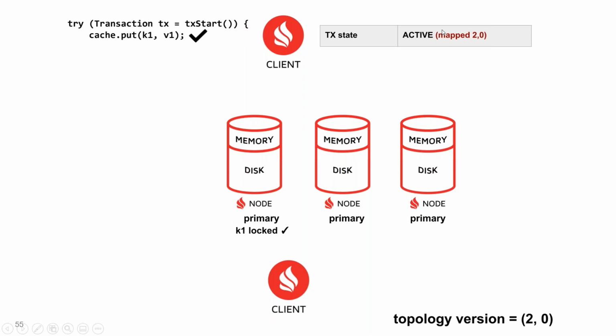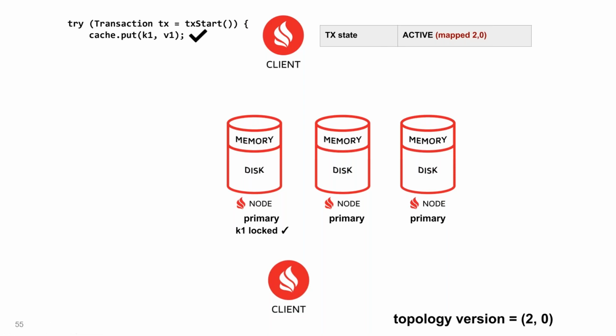transaction gets mapped to the specific topology version. Topology version is a vector that is increased every time when topology is changed, and every increase introduces a partition map exchange procedure. So when we first access primary node, this transaction will be mapped to topology version 2.0, and after this, transaction may be finished and will proceed only on version 2.0.